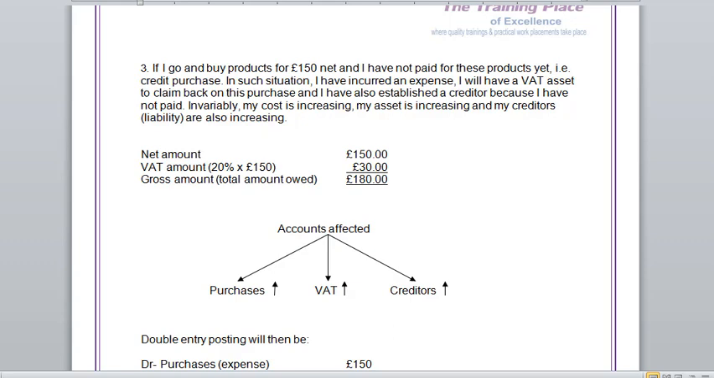Invariably, my cost is increasing. My asset is also increasing. Which asset? VAT, your asset. VAT on purchases, which you will claim back. And my creditors, which is a liability, is also increasing. So that means that the cost, which is under debit expenses, is increasing. You will debit your purchases.